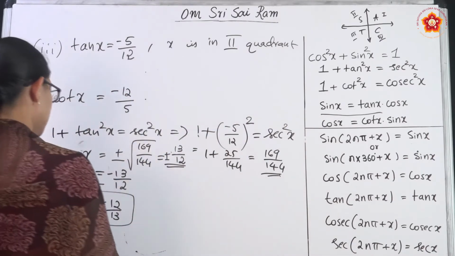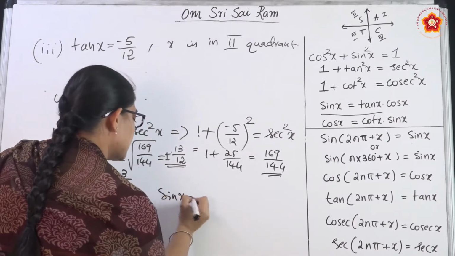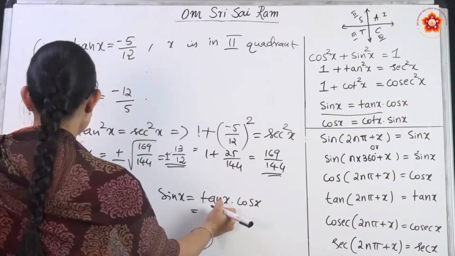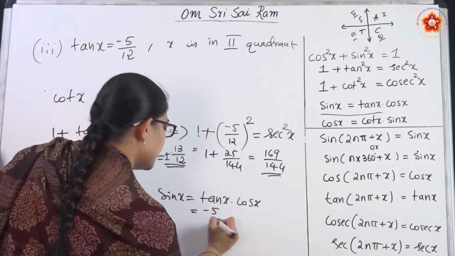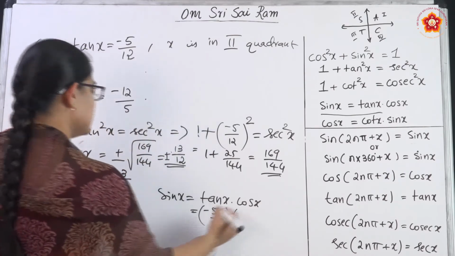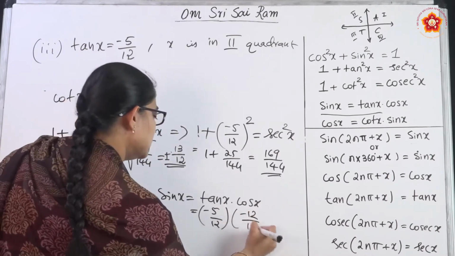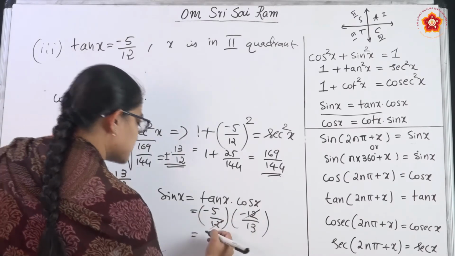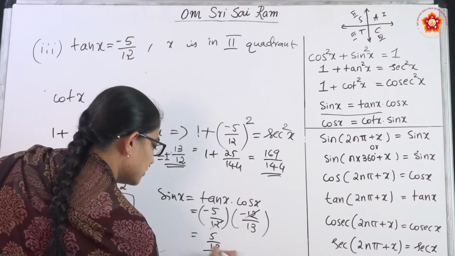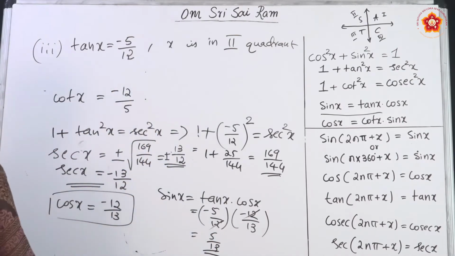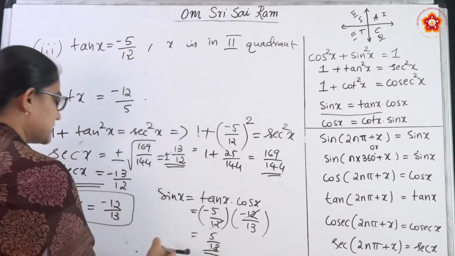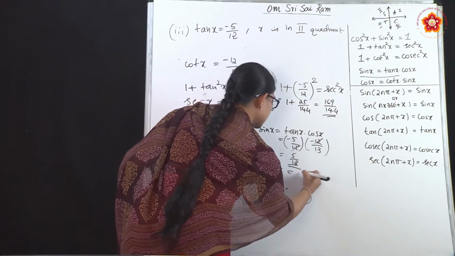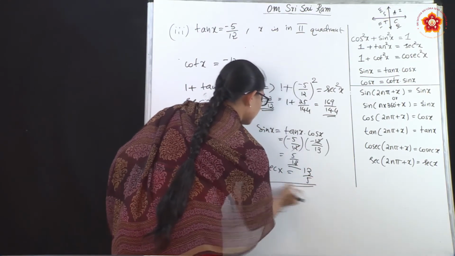Let us use that. So we have sin x is equal to tan x into cos x, that is tan x is minus 5 by 12 and cos x is minus 12 by 13. So here what we get? So 12 gets cancelled, minus minus becomes plus. So we have the answer 5 by 13, correct. Now what is the reciprocal? Cosecant x is equal to reciprocal of 5 by 13, that is 13 by 5.